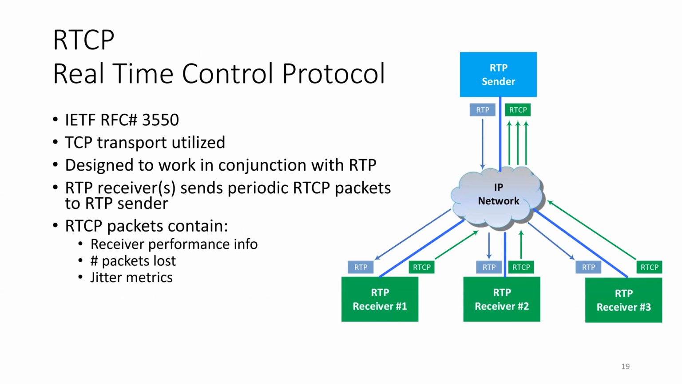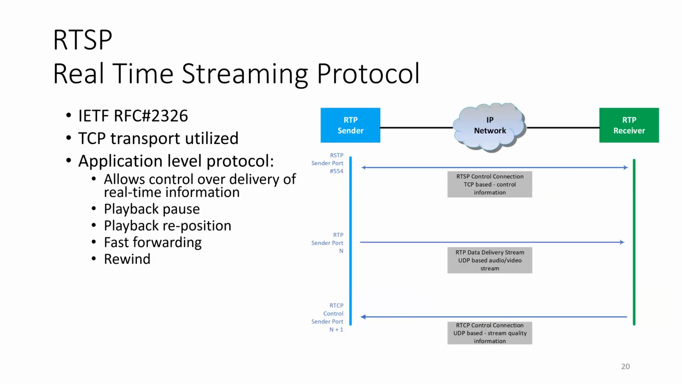Now, there's no payload data or anything like that sent. There's simply performance information, and that might be the number of packets lost, maybe some jitter metrics, again, from actual performance. And in the case of a small network where we have a single sender sending information to 3 receivers, each one of those receivers is going to send back RTCP packets to that sender, as you can see in the illustration.